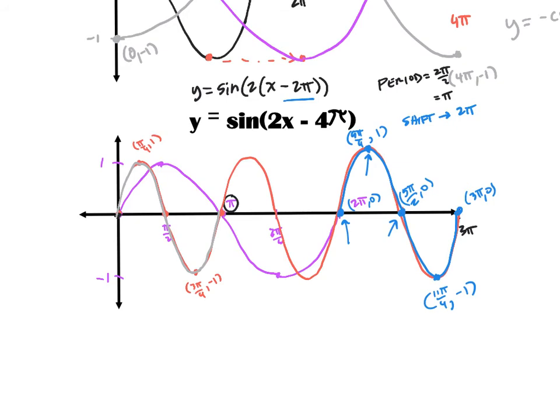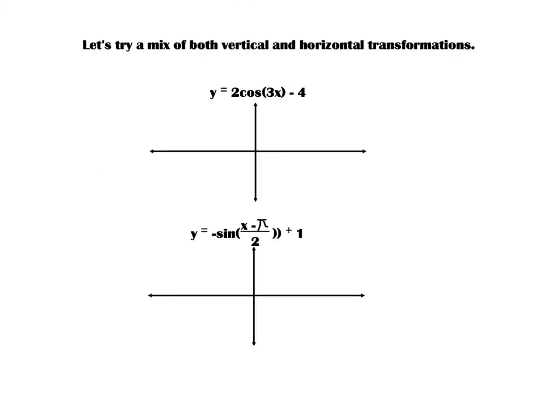Okay, so there you go, guys. Remember, factor out b, then you get your true horizontal or phase shift. All right, let's move on to the next slide.